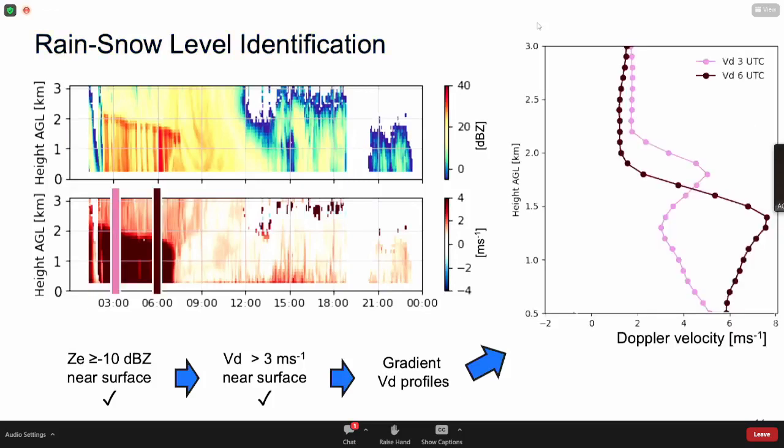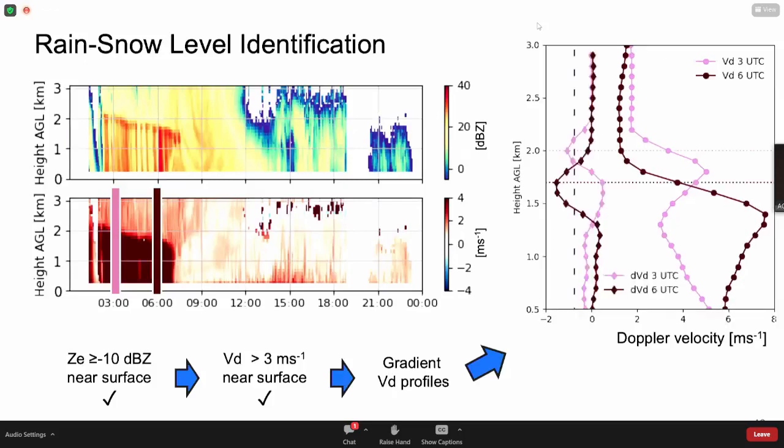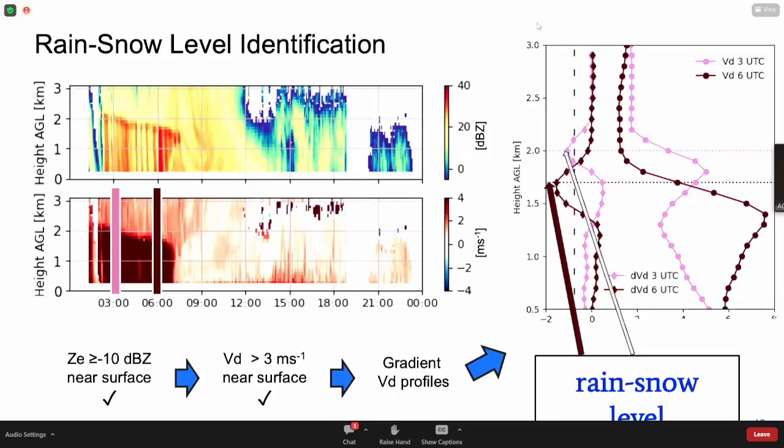So here are 2 separate minutes of Doppler velocity during the event. On the y-axis, we have the height above ground level. On the x-axis, we have Doppler velocity. We can see how the Doppler velocity changes with height during the rain part of the event. There's a sudden increase in the Doppler velocity associated with melting. So we're going to use the gradient of the Doppler velocity to identify this peak inflection of change, and that's how we identify our rain snow level.